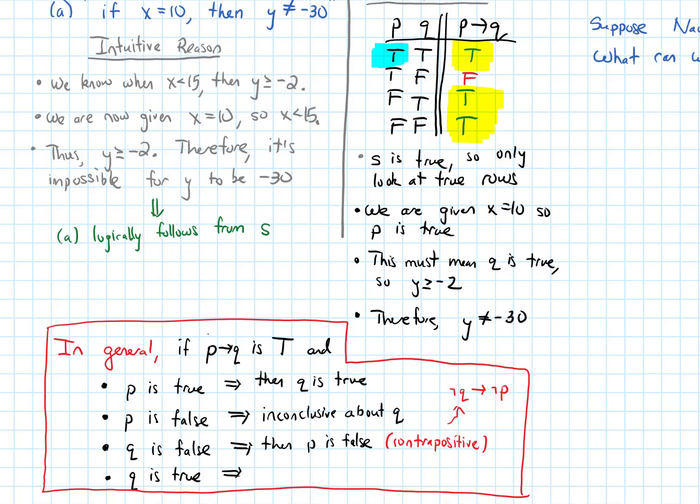And then finally, if the conclusion Q is true, well, based on the three rows that we're looking at, that could either be the first row or the third row. And in the first row, P is true, but in the third row, P is false, which means I can't necessarily say what P is going to be. We are inconclusive about P.